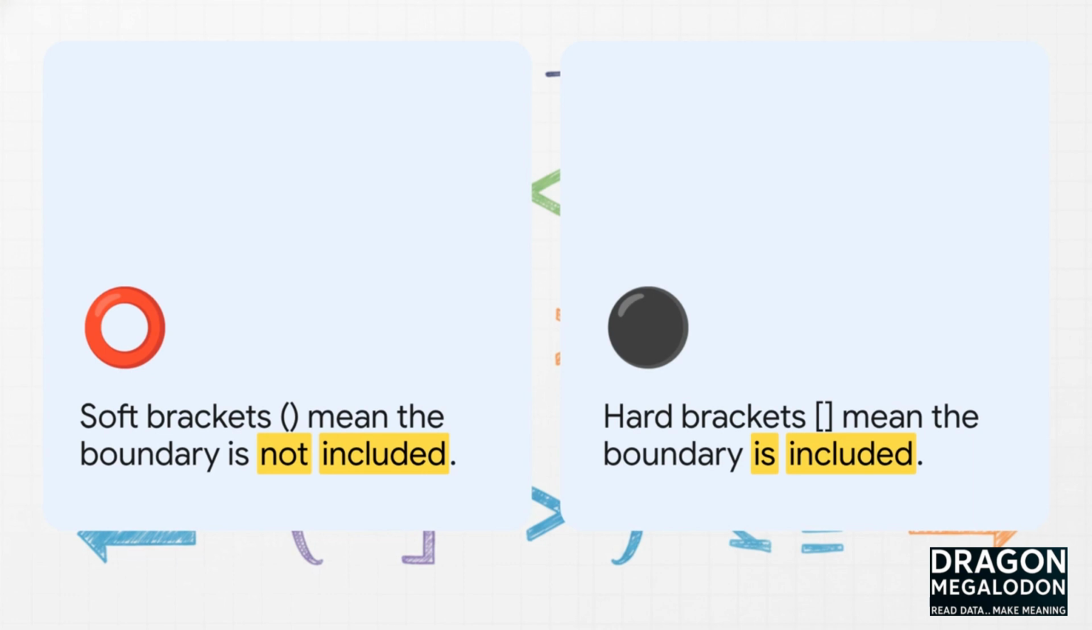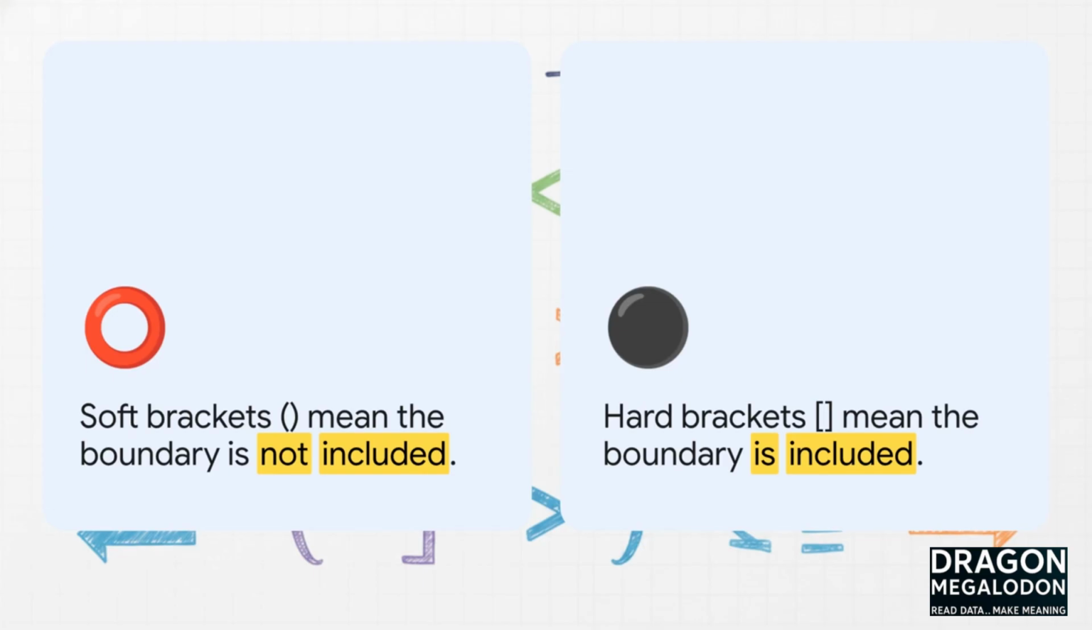Now, notice how we actually lock those boundaries in. If your variable exists strictly between 1 and 3, but doesn't actually include the numbers 1 and 3, you visualize that as an empty circle on a number line. In interval notation, you use soft brackets, regular parentheses.